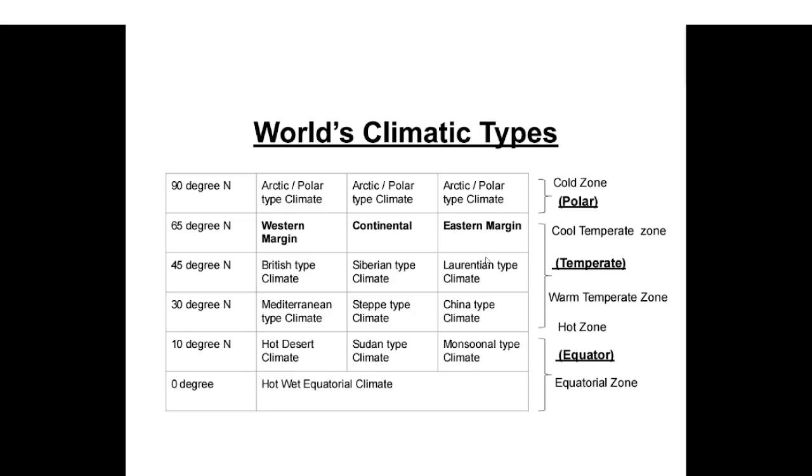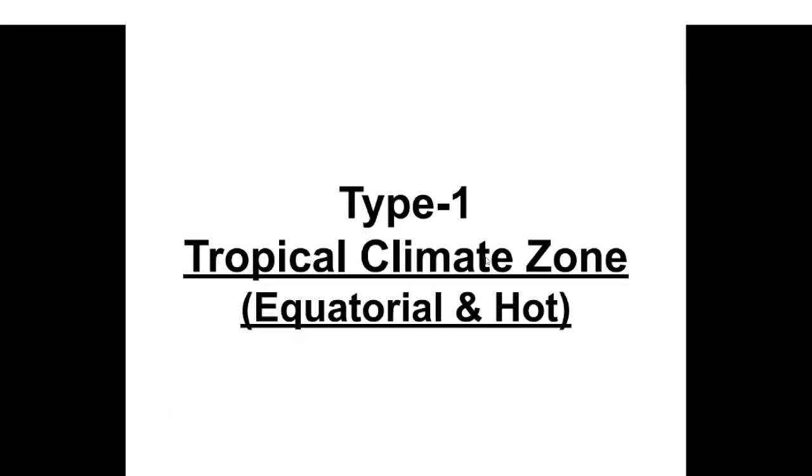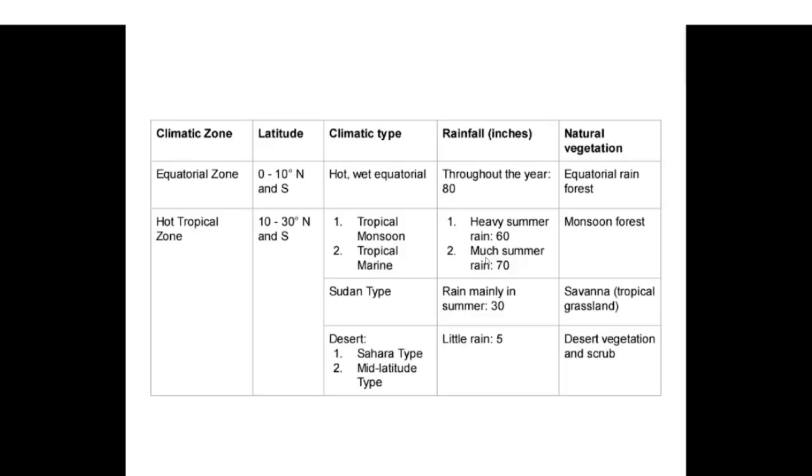zone. 10-degree north has hot desert climate, Sudan type climate, and monsoonal type climate, equatorial zone. 0 degree is hot, wet equatorial climate. Tropical climate zone, equatorial and hot. Climatic zone, equatorial zone. The equatorial climatic zone is in the latitudes of 0 degree to 10-degree north and south. It is the hot and wet equatorial climatic type.